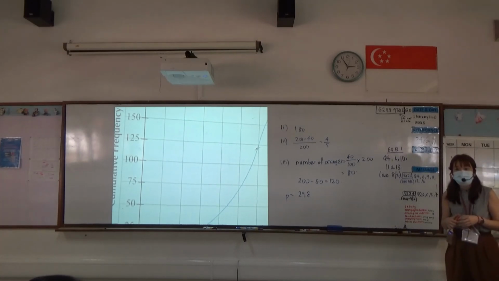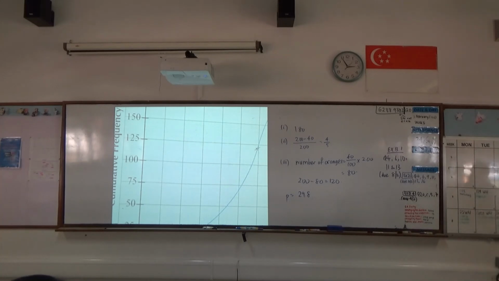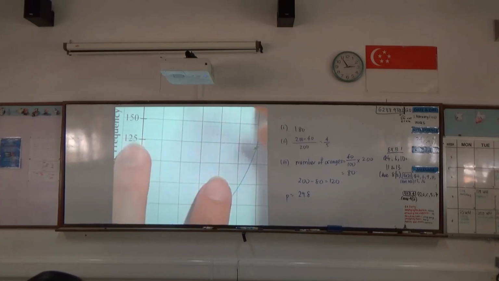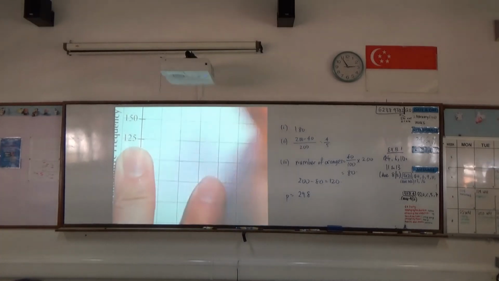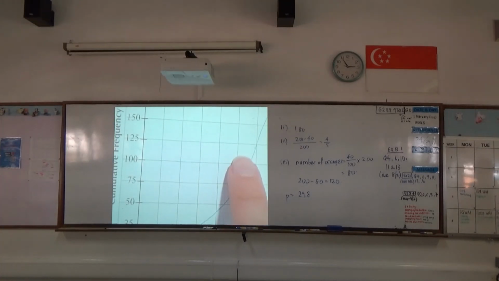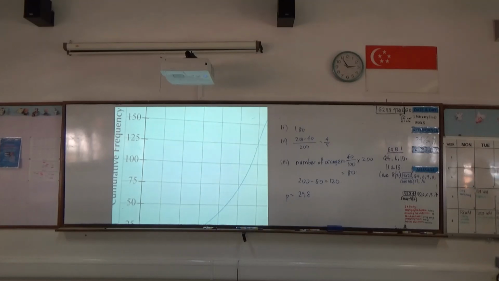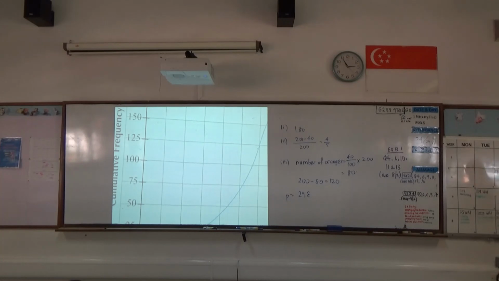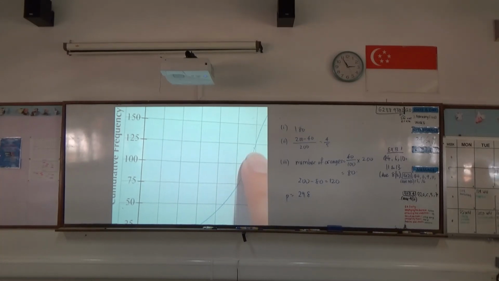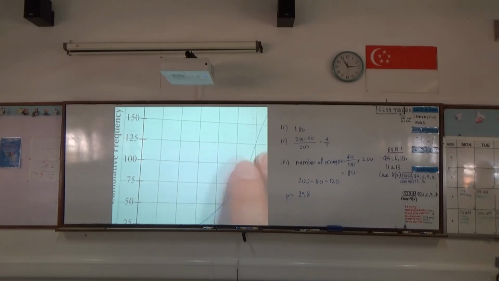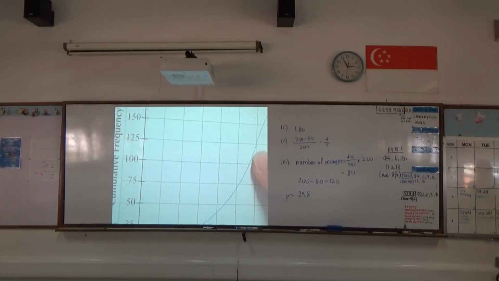Any other answers? 30, I will accept it as well, because it looks very close to it. Okay? Questions? Both are fine. Any one of it is fine. Yes, in this particular case. No, it's not always possible. It depends on the point they ask you to read. Yes, it depends on the question. I cannot give you a fixed answer.